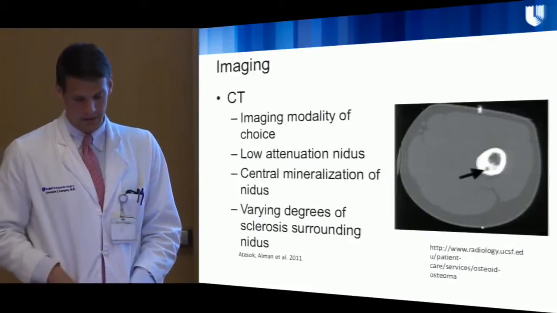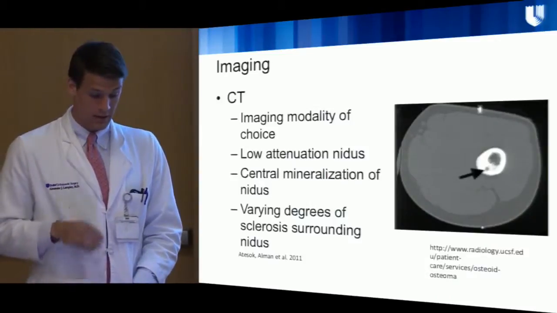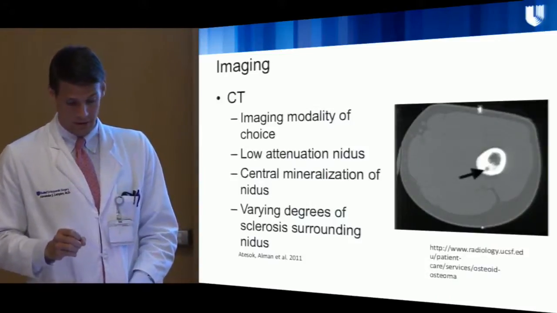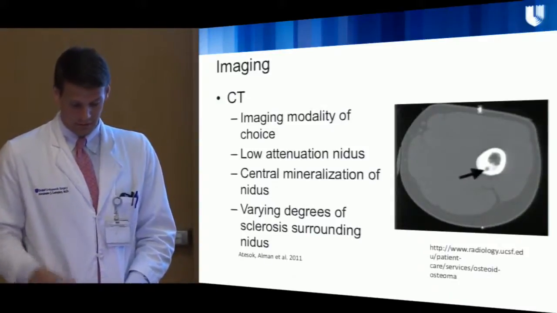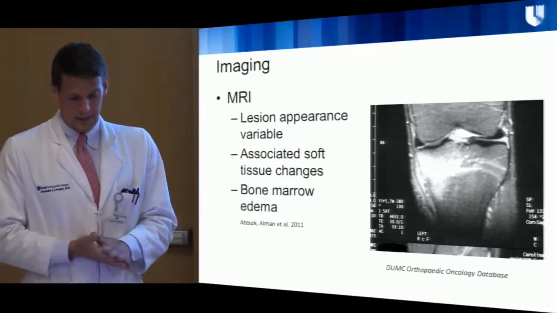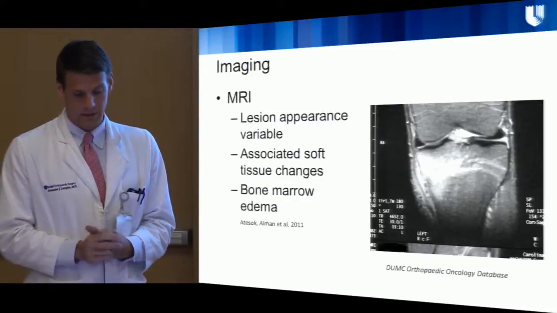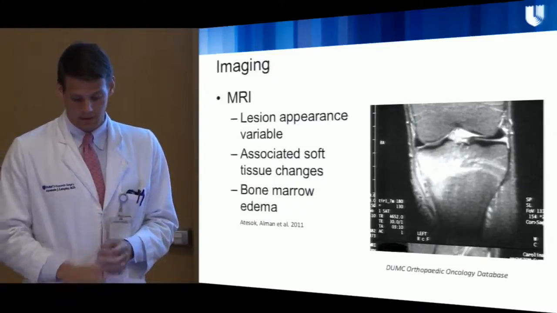CT scan is really the imaging modality of choice. It shows this low attenuation nidus, or darker area, in the center. Sometimes this can have mineralization, and then varying degrees of sclerosis surrounding the nidus. MRI, on the other hand, really isn't as helpful. The lesion appearance is very variable, and has these associated soft tissue changes and bone marrow edema.